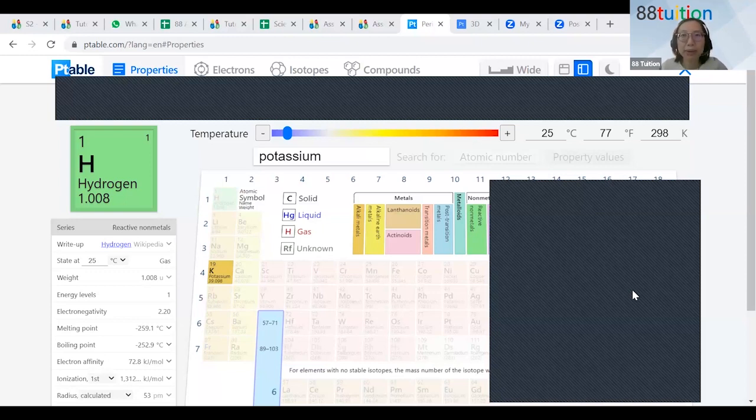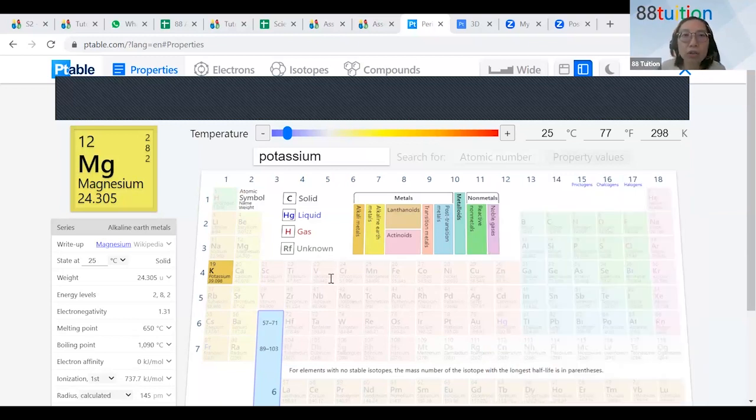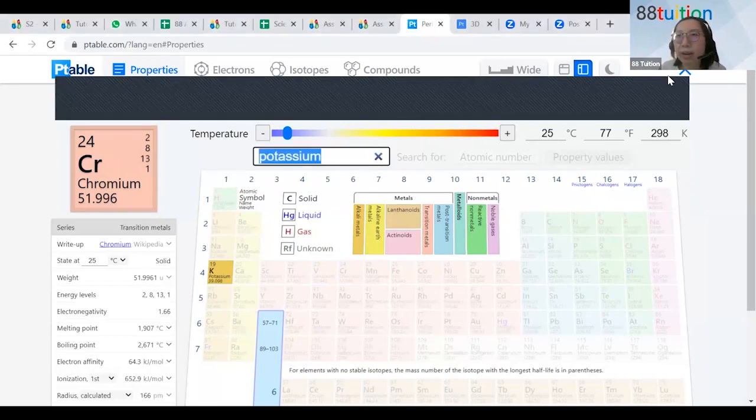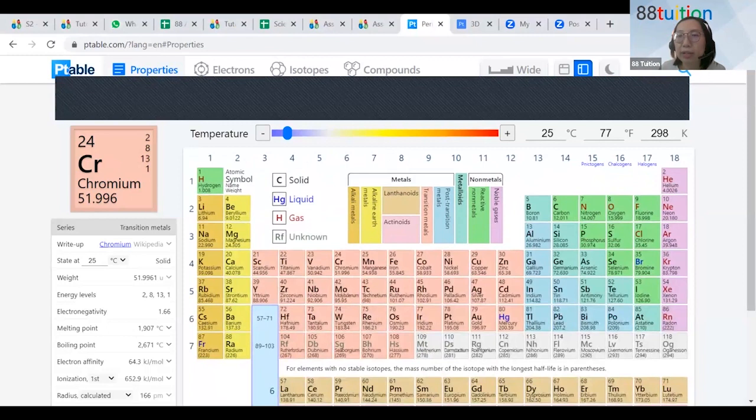So remember, group 1. Let me write for everyone. It should be group capital I and then period 4. So this is the answer: group capital I and then period 4. So always remember, group is vertical. You grow taller every year, right? Every year you grow taller. So this is where you can search. After you finish searching, on the top right hand corner, you can cross it. If you want to search again, use the magnifying lens again.